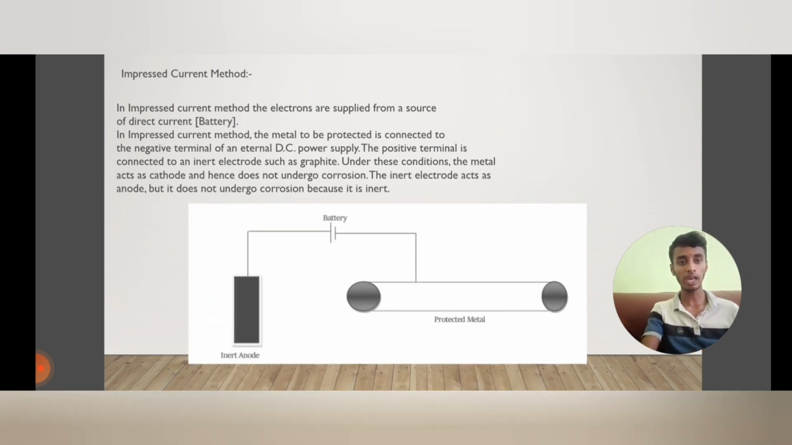See here in this diagram, a battery is connected to the protected metal and an inert anode. Here the inert anode is graphite. The graphite gets corroded and the protected metal is connected as the cathode. Here only the graphite is corroded, and that's all about the corrosion prevention methods.